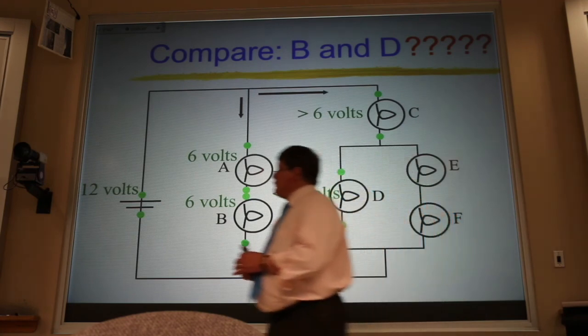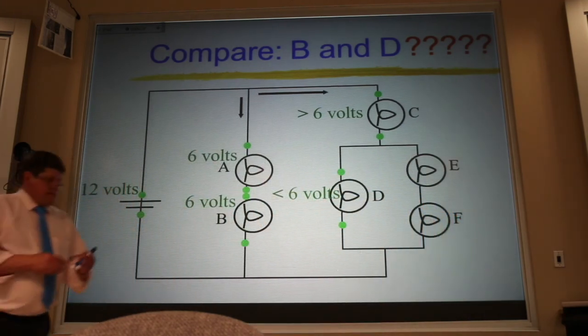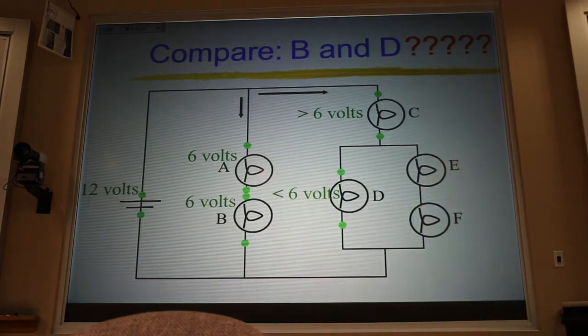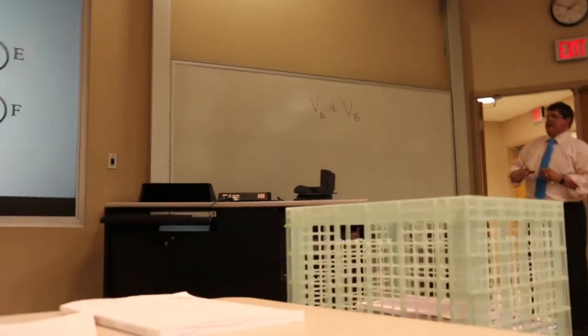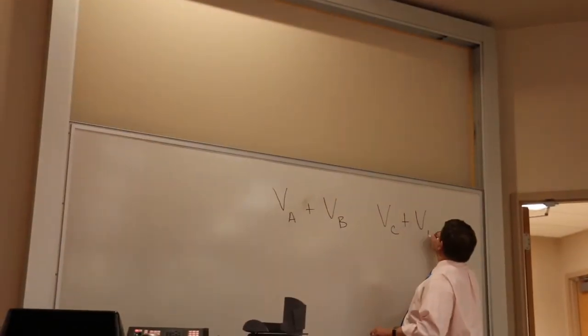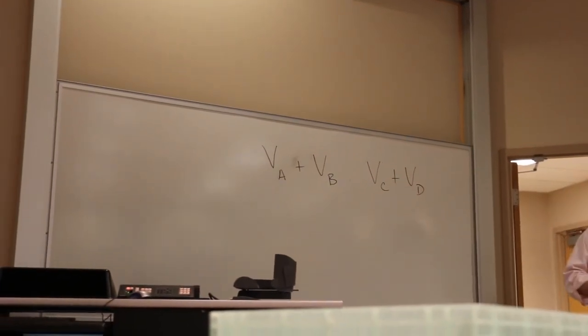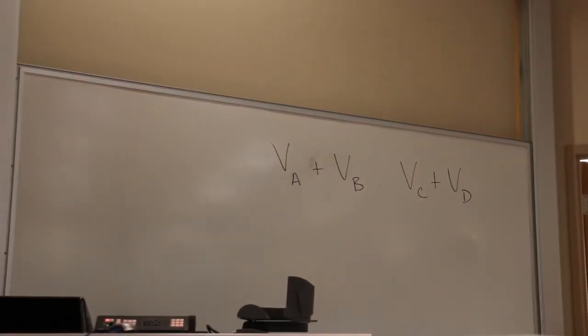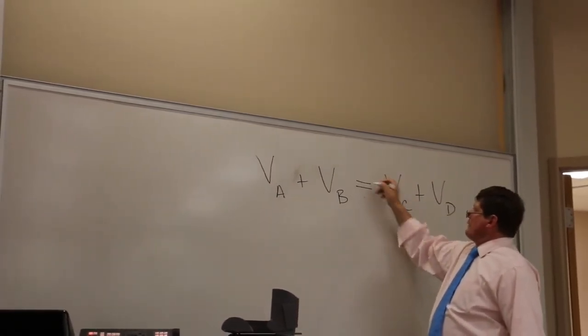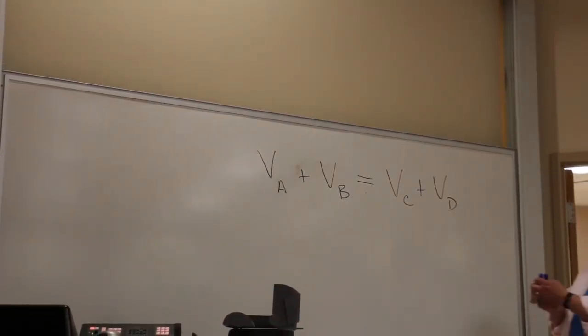Now, the way we would argue that on an exam is I would choose a path that went through B, from one side of the battery to the other. And then I would find a path that went through D from one side of the battery to the other. Since both of these paths have to add up to the 12 volts of the battery, they have to be equal to each other.